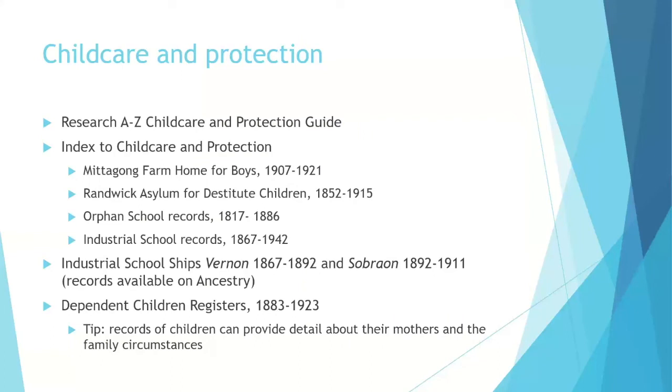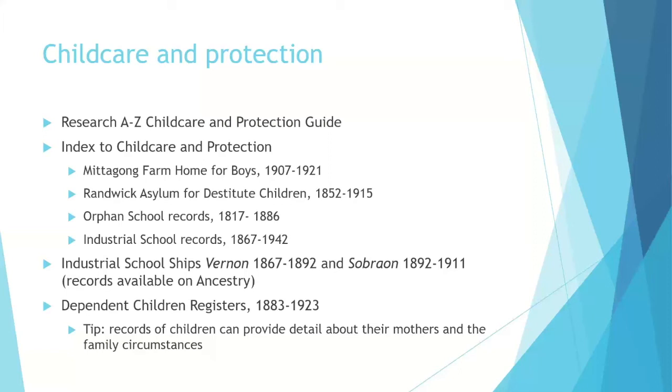Childcare and protection is another area. So yes, girls, children, but also it might reveal a clue about the mothers and why the children are in such a situation. So the Research A to Z, we've got the Childcare and Protection Guide, which details some of the records that we've got. We've got an index to childcare and protection records that covers from the early orphan school records in 1817 right up to the industrial school records and finishes in 1942.